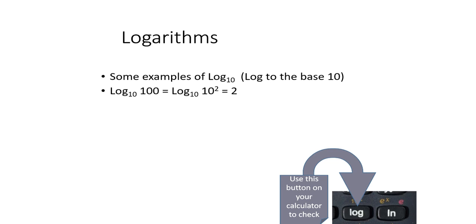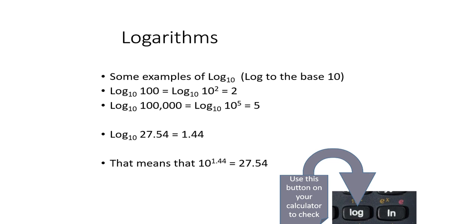So first of all, what do we mean by log to the base 10? If you've got a calculator and you type into your calculator log to the base 10 of 100, you'll find that that gives you an answer of 2. Log to the base 10 of 100 is 2. If you type in log to the base 10 of 100,000, you'll find that that's 5. So essentially, what we mean by log to the base 10 is, what number do I need to raise 10 by in order to get the number that we're looking for? So 10 to the power 2 is 100, 10 to the power 5 is 100,000.